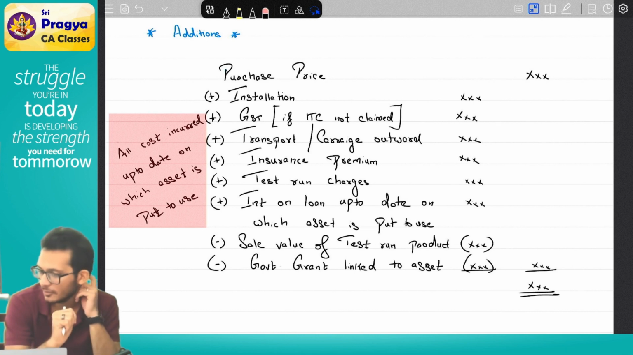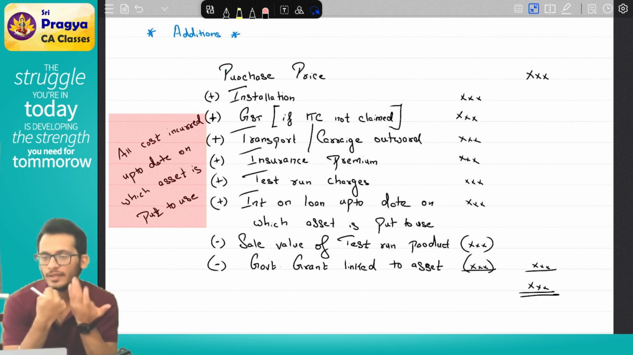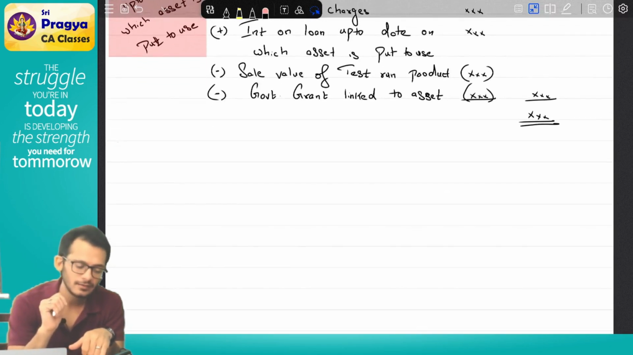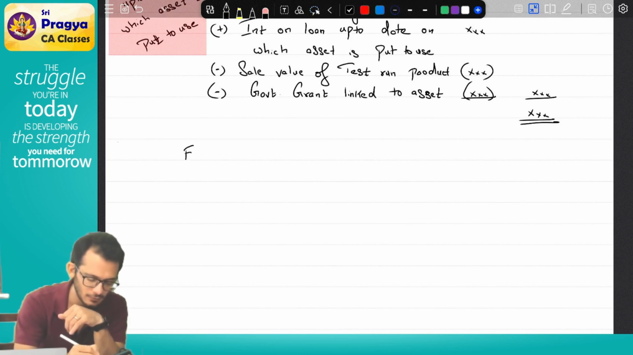Income tax also follows the same logic. The only difference is accounts says up to the date on which the asset is ready to use. I am saying up to the date on which the asset is put to use. That is what the idea is. Yes. Income tax also gives you a second condition.